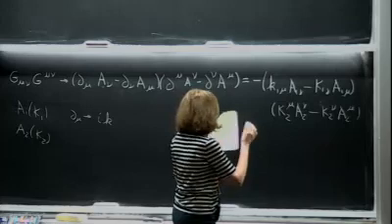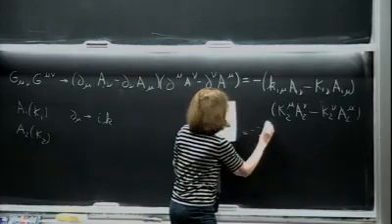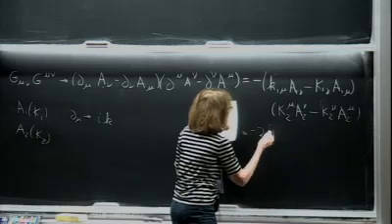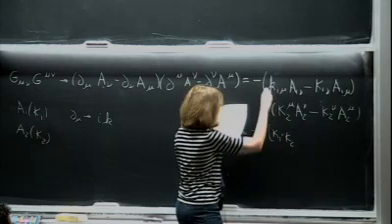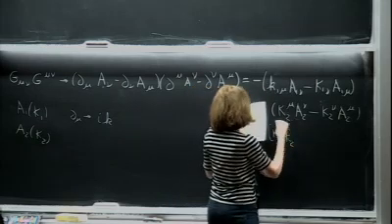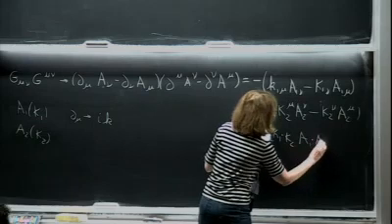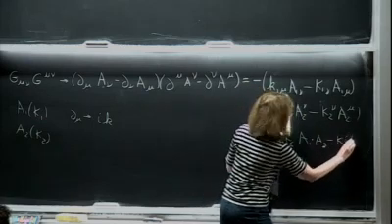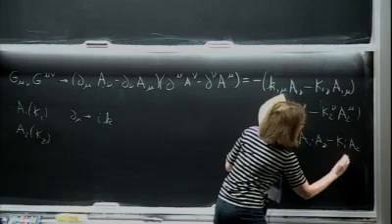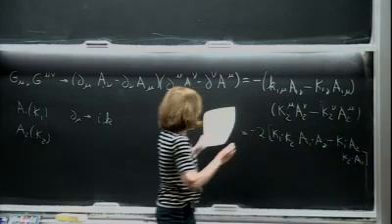And this is going to give me equals minus 2 K1 dot K2 A1 dot A2 minus K1 dot A2 K2 dot A1. Okay, so I'm just doing algebra here.